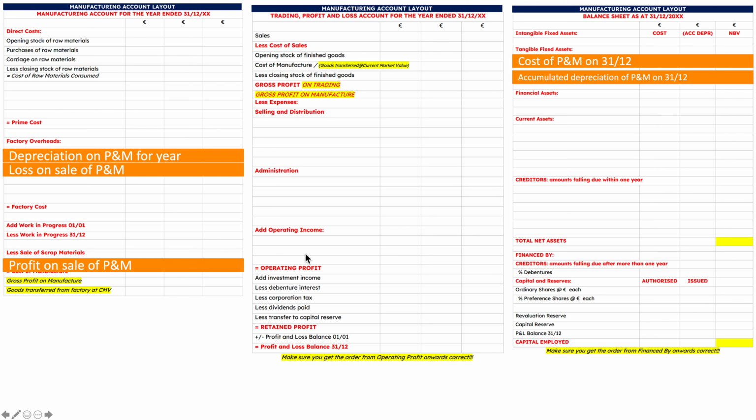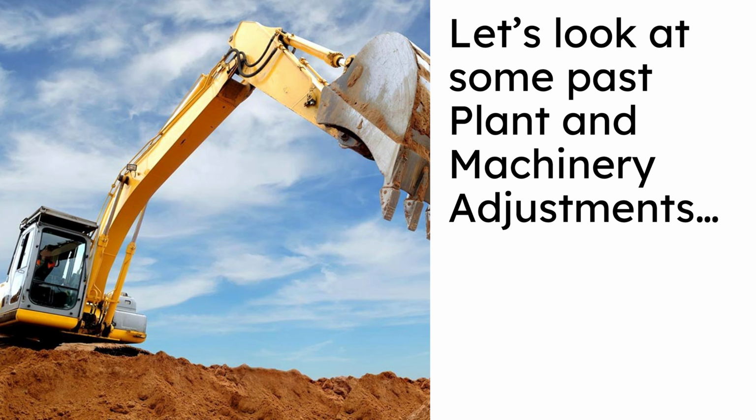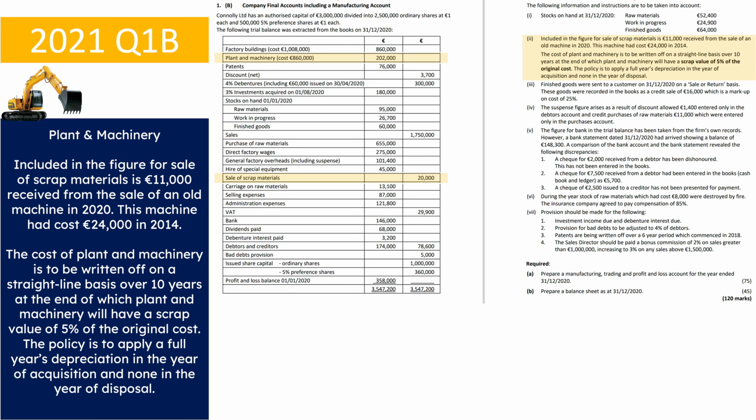And as I said, you might have to correct a mistake that the bookkeeper has previously made. For example, sometimes the proceeds from the sale of plant and machinery is treated as something else by mistake. So you'll see in the past exams we're going to look at now that they made a mistake. They've treated the cheque, or the amount that they received from it, as sale of scrap materials or purchase of raw materials, whatever. So you're going to have to fix that as well. We'll get straight into it and start looking at the past adjustments.